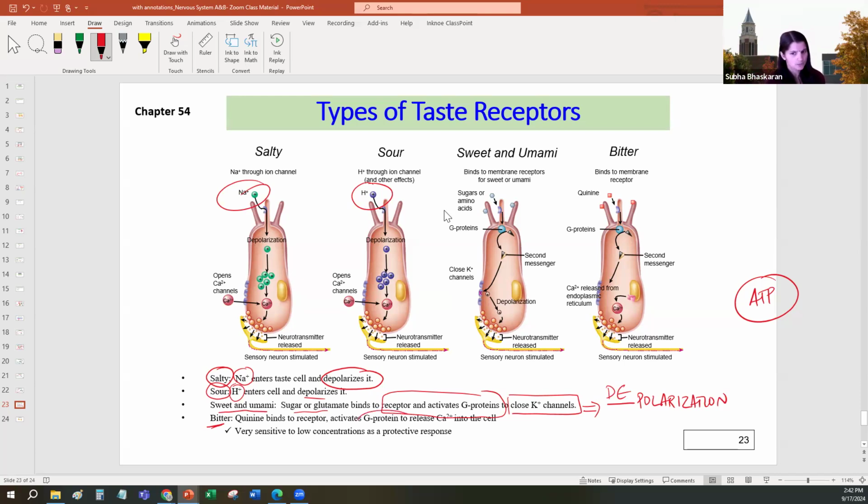Bitter activates G protein. It brings in calcium, which is a cation, into the cell. We know calcium is high outside, so coming in causes depolarization. Yes or no? Got it? I have a question.